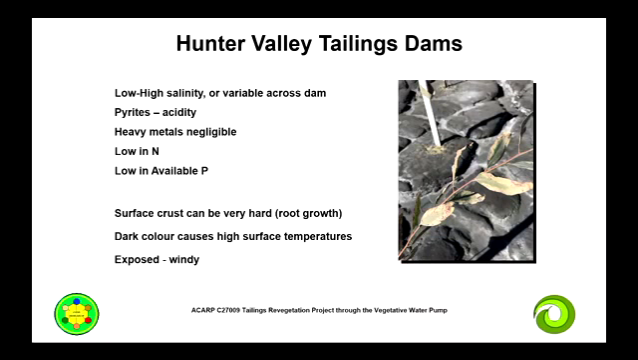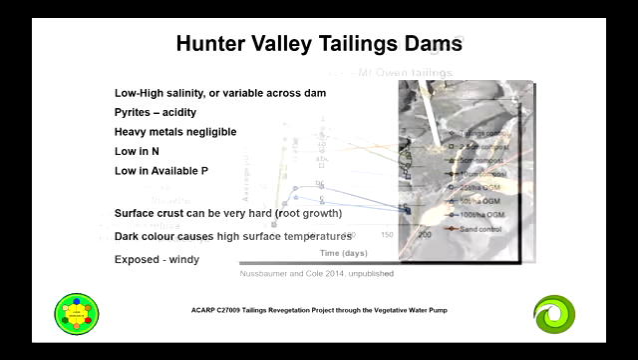Other characteristics are that the surface crust can be very hard, like concrete, and could potentially impede the growth of roots. It's often very dark in colour, causing high surface temperatures. And of course, these tailings dams are open, exposed, and very windy. I have a picture there. You can see these plates and cracks where the crust has dried, just like a mud pan. And you can see this plant here, you can see the wind damage that it's suffered.